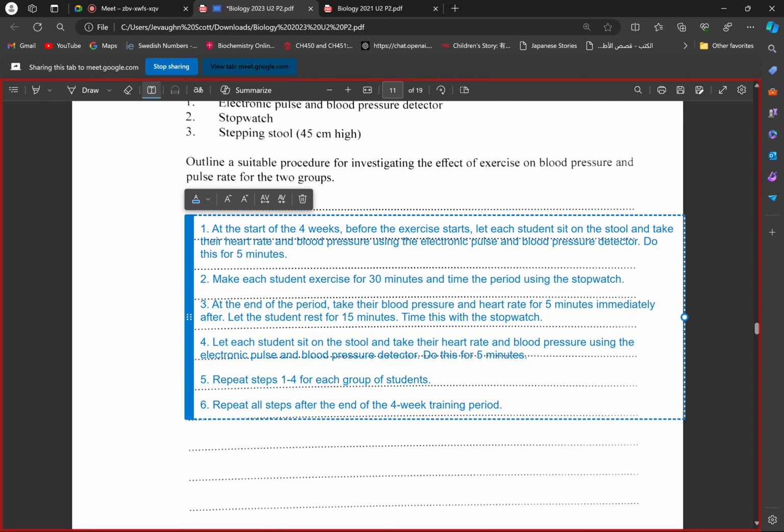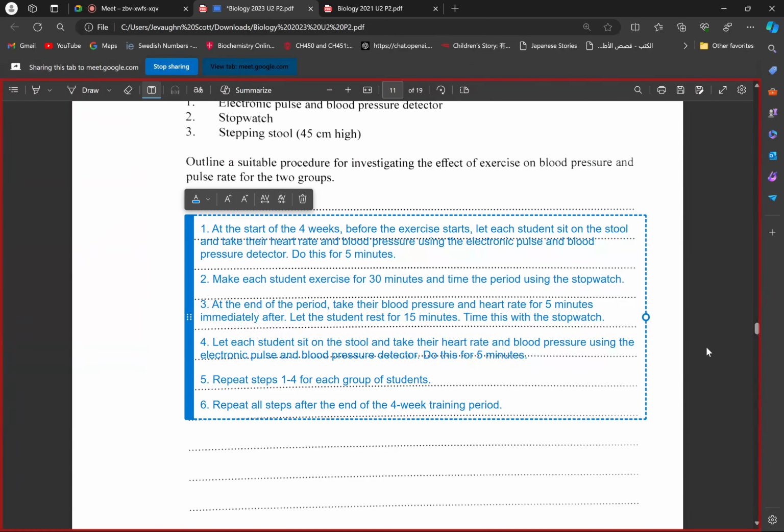And that is before they have done any of the training regimens stipulated. And in step 6, we'll say that you will do this again after the end of the training period, right? So you will see the general differences between them. I think this procedure is fine. This procedure is okay.